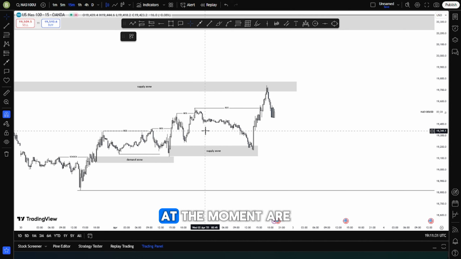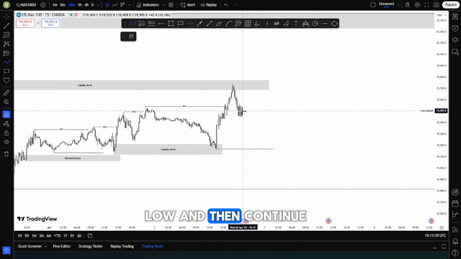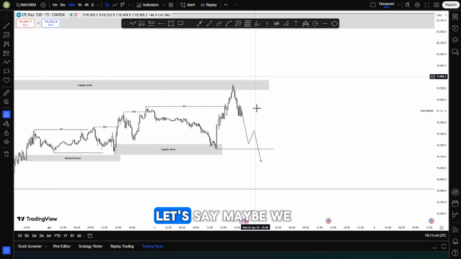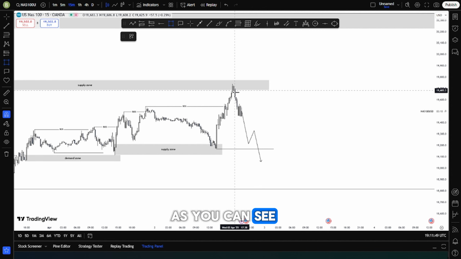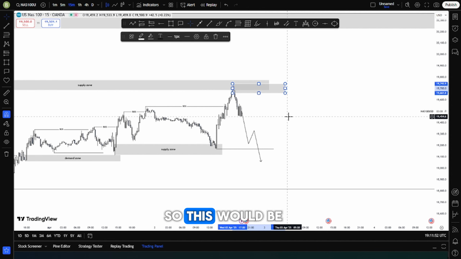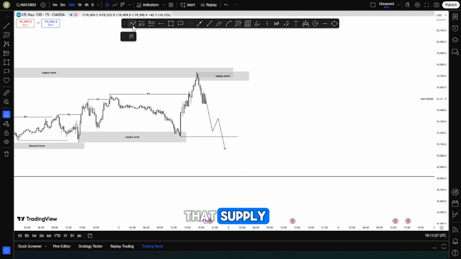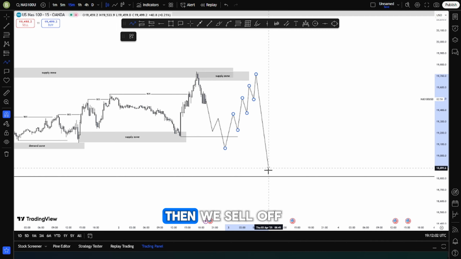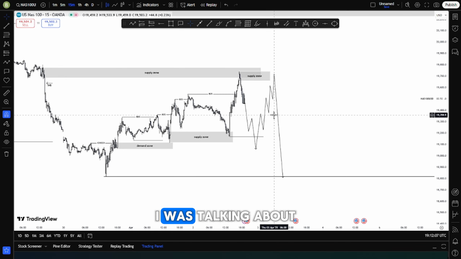So what I'm anticipating at the moment are a few things, guys. We can break structure from this low here. We can break this low and then continue pushing down. Let's say we do this, and I'll change the color for this. Let's say maybe we push down like this, then maybe this could be our area of interest. As you can see, we have the imbalance right there. So this would be the supply area that we sell from. Then after selling from that supply, we obviously expect the market to pull back into this area, then we sell off, tapping into the lowest point that I was talking about.